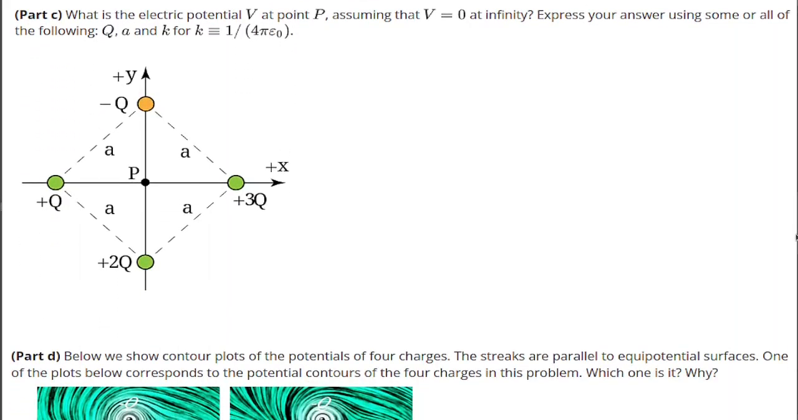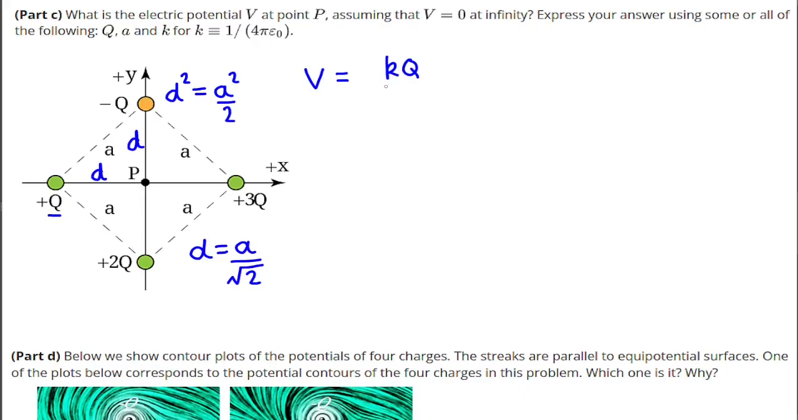What is the electric potential at point P, assuming V equals 0 at infinity? Well, the electric potential is the sum of all the contributions of the electric potential due to each of these charges. And recall that the distance between each charge and point P can be obtained by Pythagoras, as d squared is a squared on 2, so d is a on root 2. So the electric potential due to the left charge is Coulomb's constant by the charge over the distance to point P, being a on root 2.